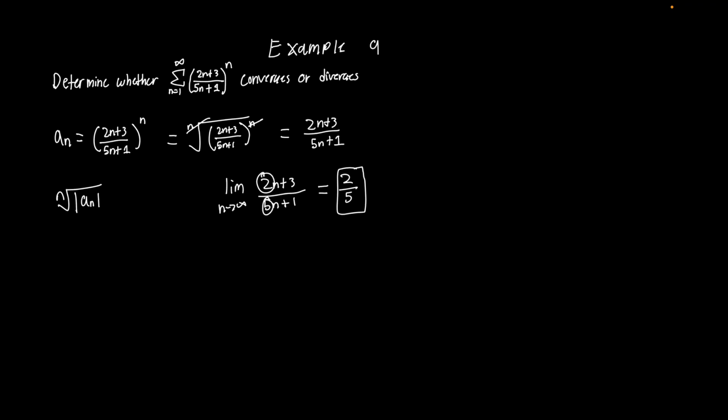And we know that the condition is that L is less than 1. 2/5 is equal to 0.4, and 0.4 is less than 1. So we can say the series ((2n + 3)/(5n + 1))^n converges absolutely by the root test.